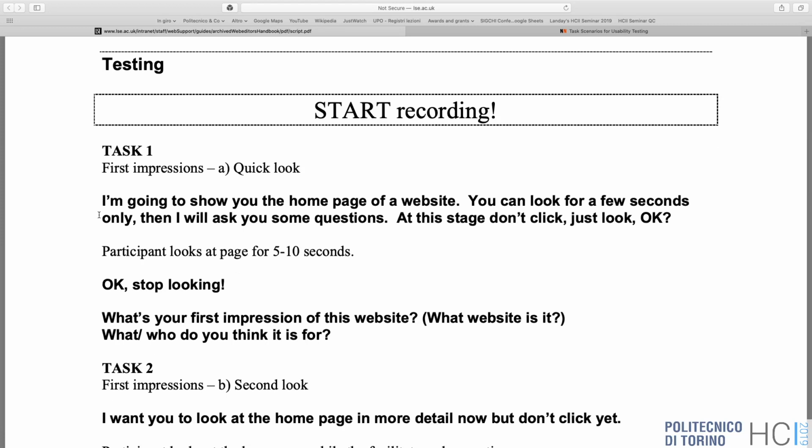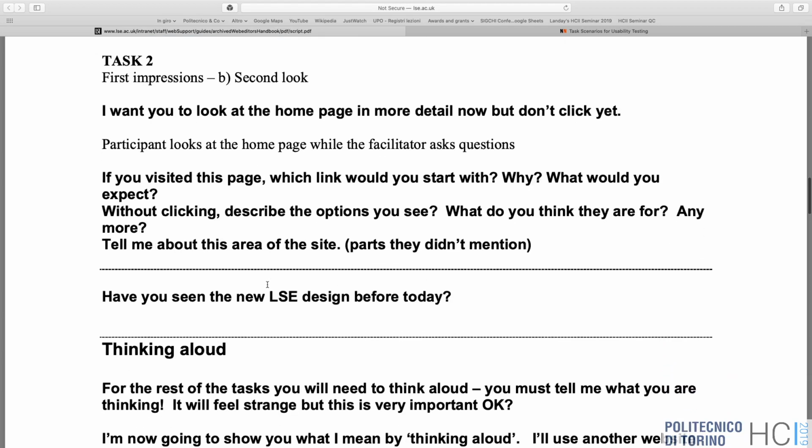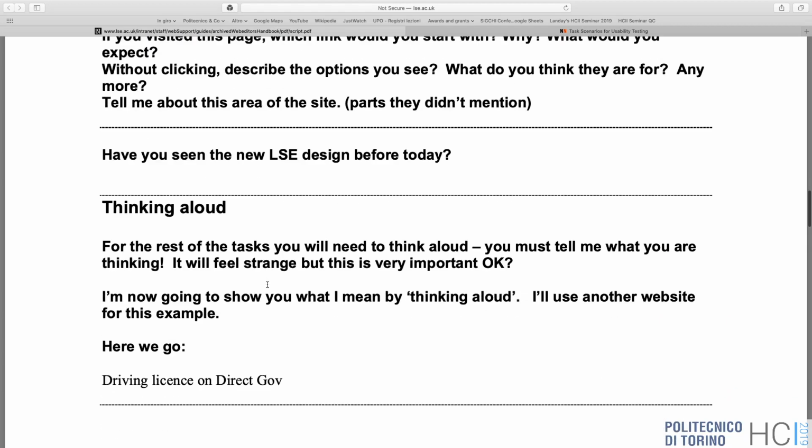I'm going to show you the home page of a website. You can look for a few seconds only, then I'll ask you some questions. These are the exact words that the facilitator is going to say, and what happens in that moment: the participant looks at the page for 5-10 seconds. After 10 seconds, the facilitator says, okay, stop, and proceed. And you have here some tasks.